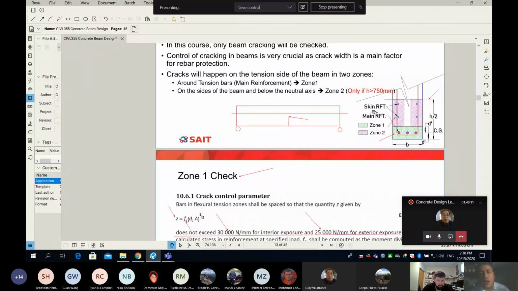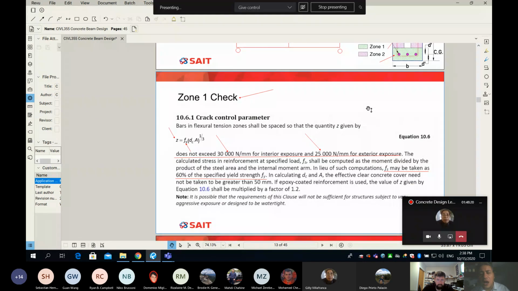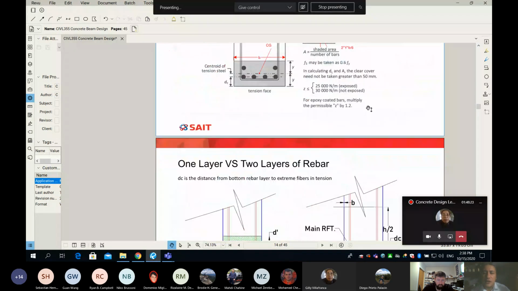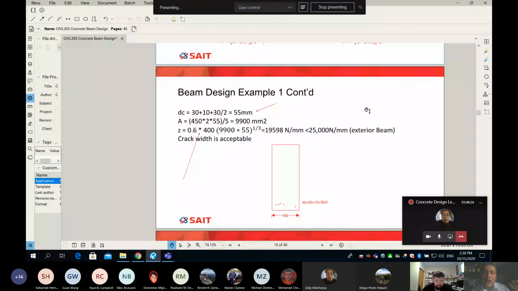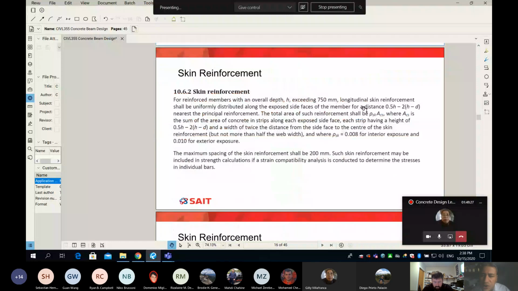And what you will see is our H is 900. If you guys remember that, it's 900. And since my beam is greater than 750, it means I need to provide skin reinforcement. Not a choice. You have to check and provide. And you can see it's going to go a different way.